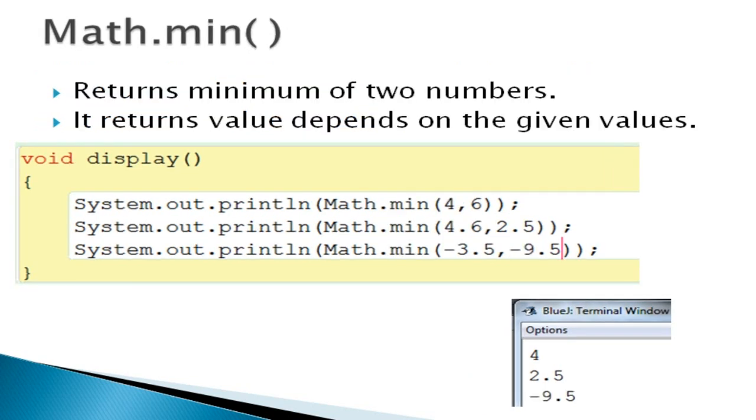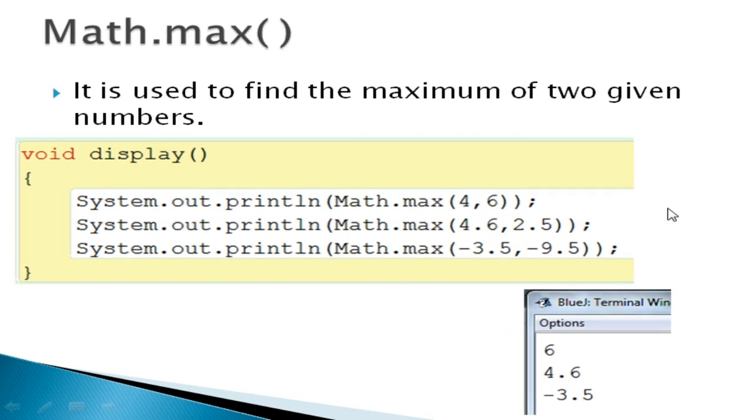The next function you are going to see is Math.min. It returns the minimum of two numbers, so it is very easy to guess. You can see the first example, Math.min(4, 6), the output is 4. Second one, 4.6 and 2.5, so the output is 2.5. For negative numbers, the smallest number is minus 9.5, so that will be the output. Next one is Math.max. It is just the opposite of min, so it gives you the maximum of the numbers. The same examples are given, so the results will be just the opposite. You can see 4.6 and minus 3.5.